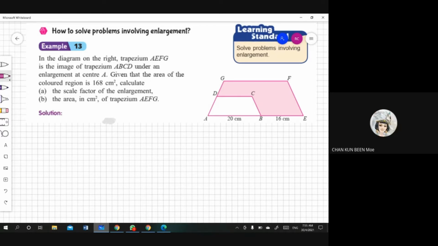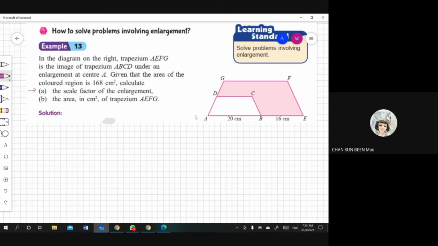So first, you look at A here. We need to find the scale factor of the enlargement. After that, you need to find the area of trapezium AEFG, meaning the area for the whole diagram here. So first, you need to see all of the given information here. In the diagram, trapezium AEFG is the image. So which one is AEFG? The big one, right? The big one is the image.